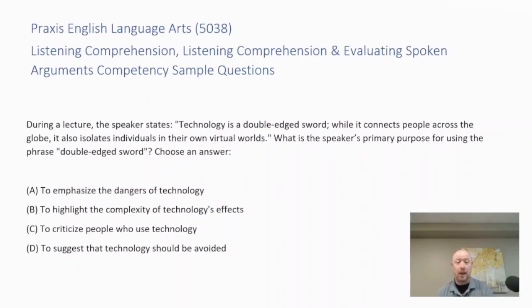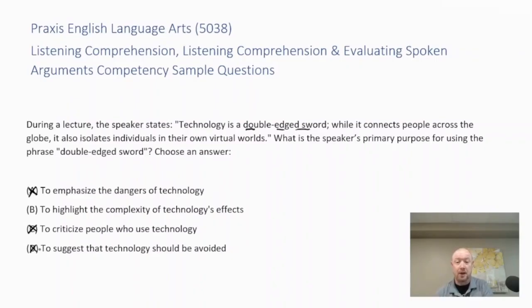All right, so when we're looking at the term double-edged sword, we're looking for positive and negative consequences of the technology. So I'm going to eliminate some obvious wrong choices here. To emphasize the dangers of technology, that's not the primary focus of double-edged sword. That's only focusing on one end of it, the negative consequences. We're not criticizing with double-edged sword, so I'm going to eliminate choice C. Also, double-edged sword does not say that the technology should be avoided.